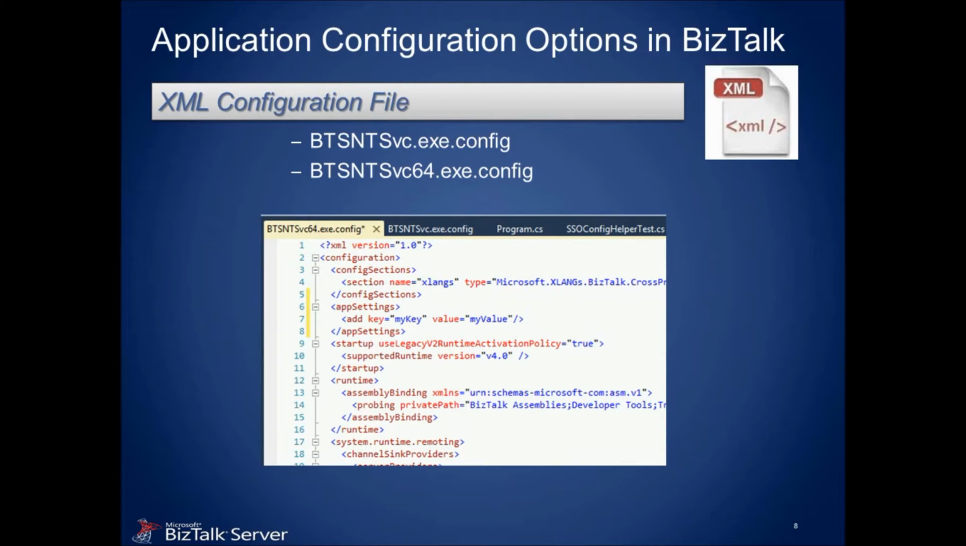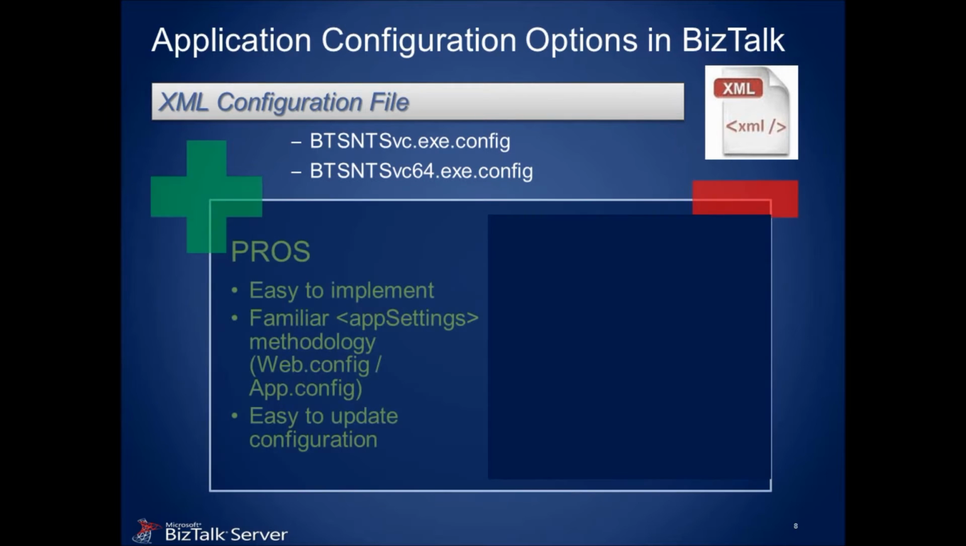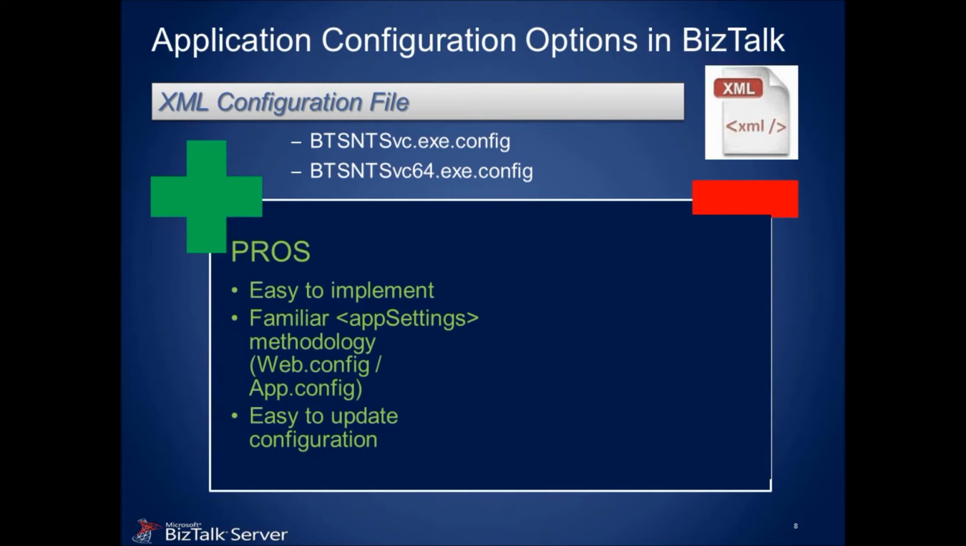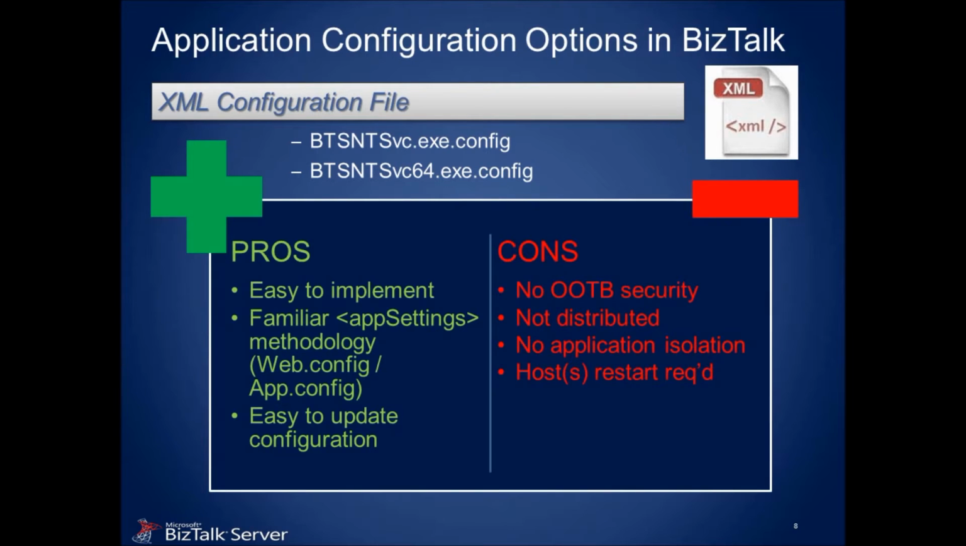In fact, there are two of them, one each for the 32-bit and the 64-bit hosts. Inserting an appSettings element into one or both of these files makes the embedded keys available to all host instances running in that mode. The plus side of this approach is that it's easy and familiar and enables a developer to quickly escape the very naughty temptation to hard-code config values into a map or an orchestration. But there's always a cost for the easy way out.